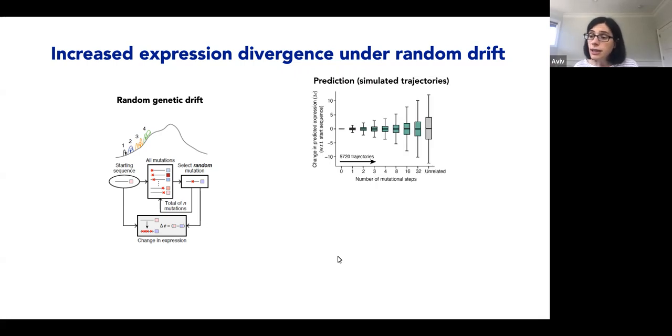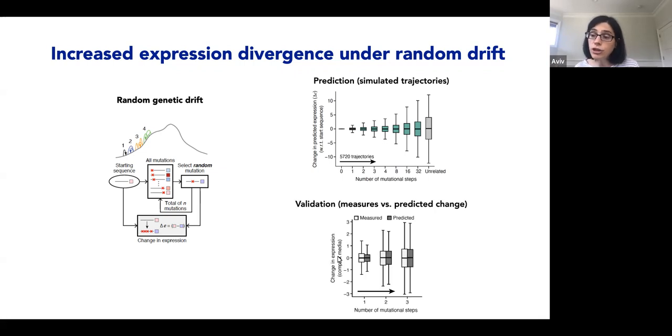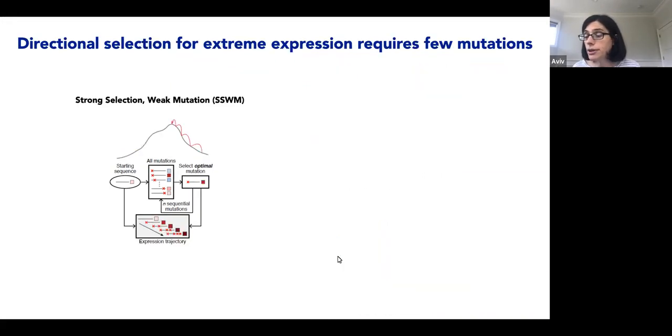And you can see that if you look at the expression change in each step for each of 5,000 trajectories, the model predicts a rapid increase in expression divergence, so that by 32 mutations, we get nearly as different expression from the original sequence as from an unrelated sequence. And we validated the trajectories experimentally by measuring the expression of the sequences in each mutational step in our assay.